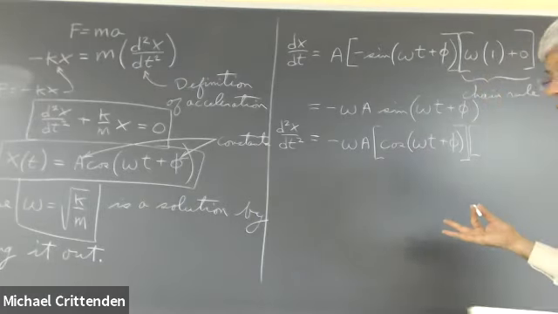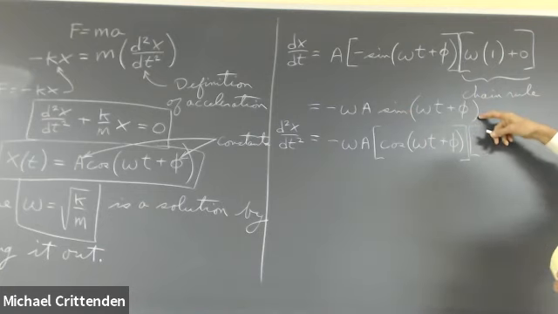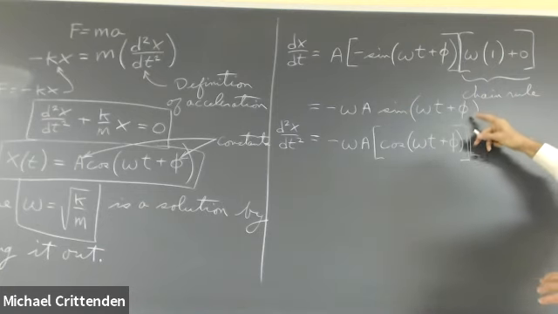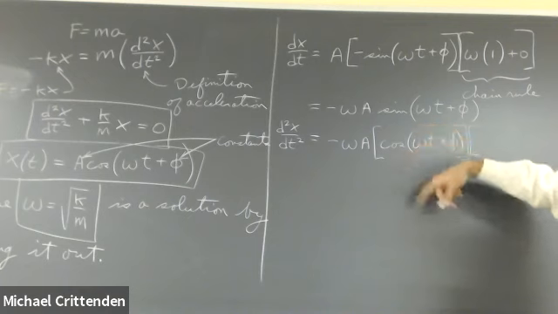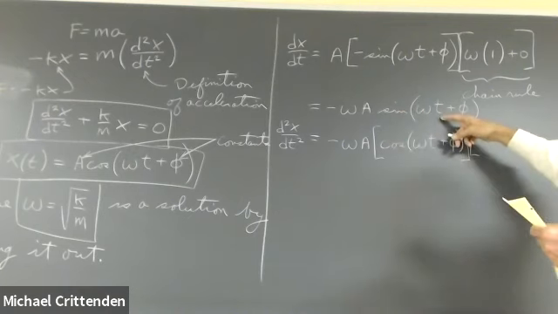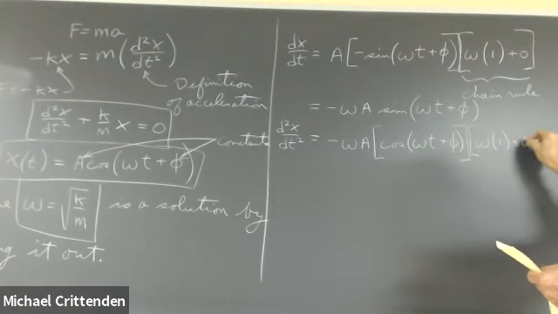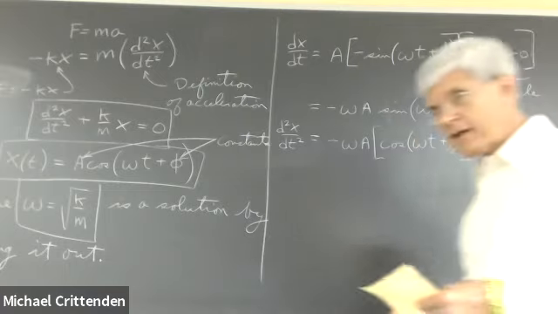And once again, you need to use the chain rule. Derivative of what's outside the parentheses times the derivative of what's inside the parentheses. Outside the parentheses, the derivative of sine is cosine. Derivative of what's inside the parentheses, another factor of omega.